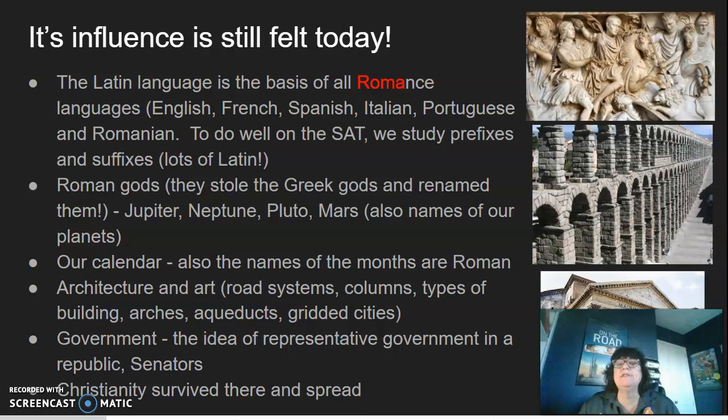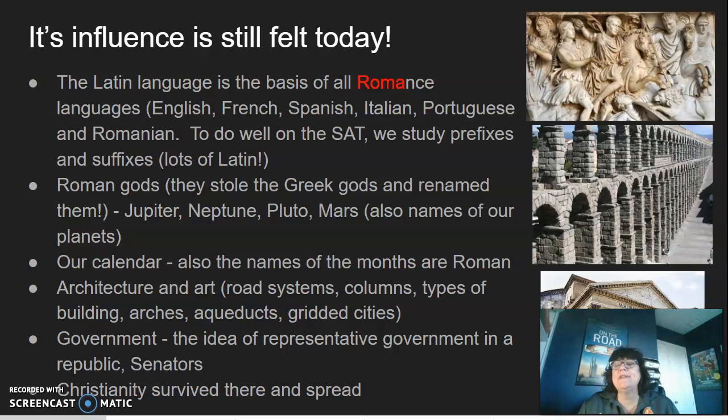And so in English, you're going to study prefixes and suffixes that are Latin based to help you figure out words. We study the Latin and the Greek. And frankly, the Romans preserved the Greek as well. Roman gods: the Romans took the gods of the Greeks and renamed them. And so Jupiter, Neptune, Pluto, and Mars are the names of the Roman gods. I think the names of the Greek gods are a little more famous, but Neptune certainly we know. And it also became the names of our planets.